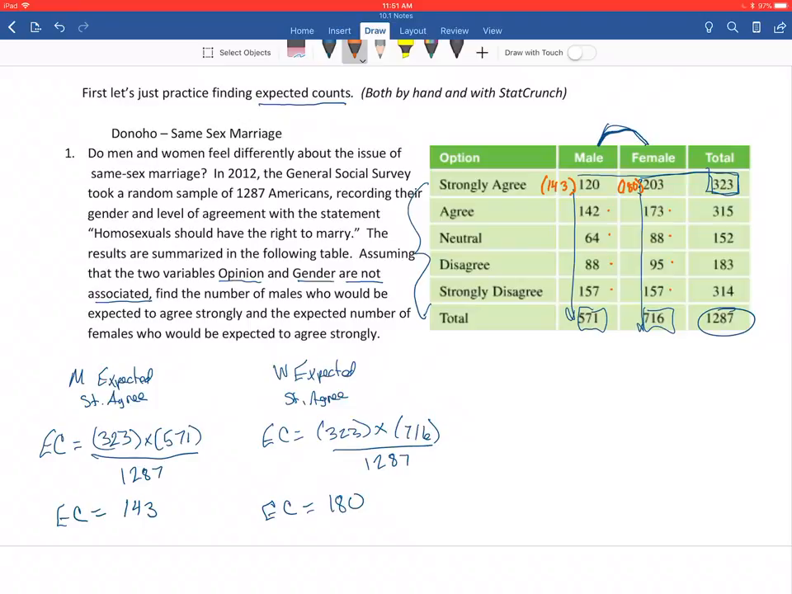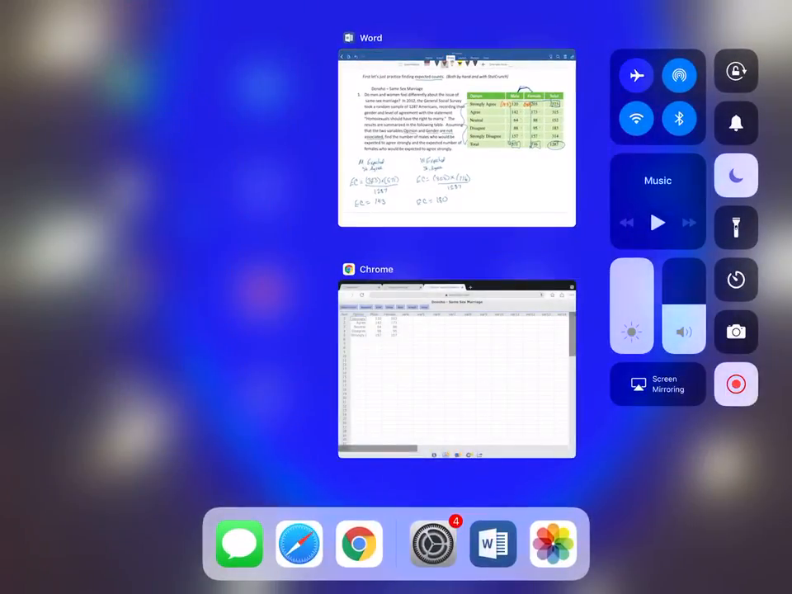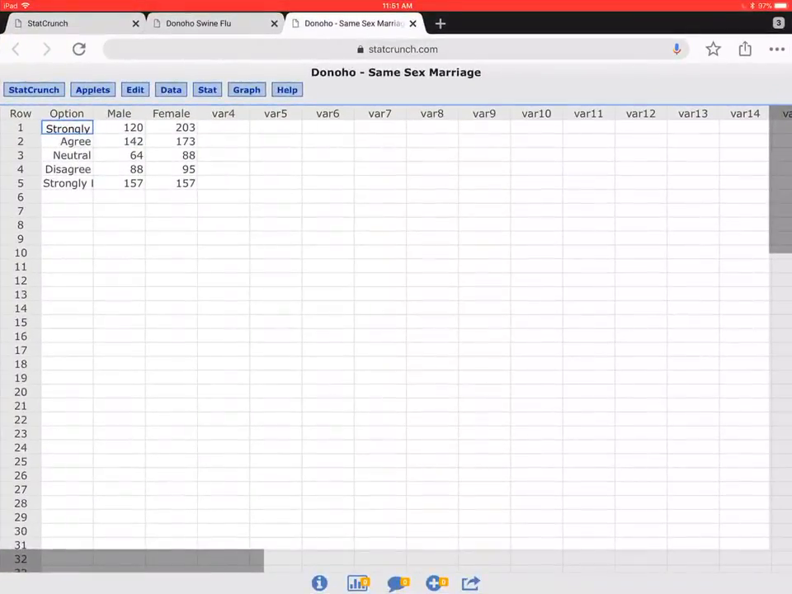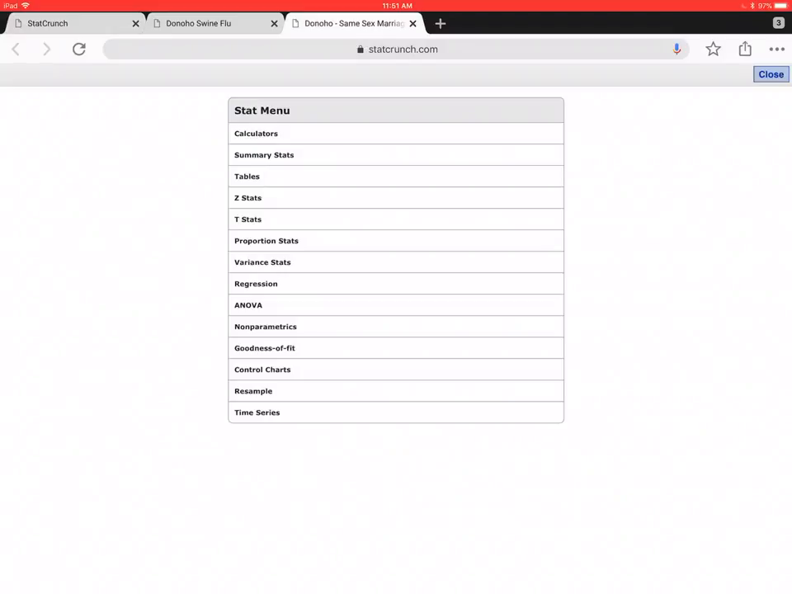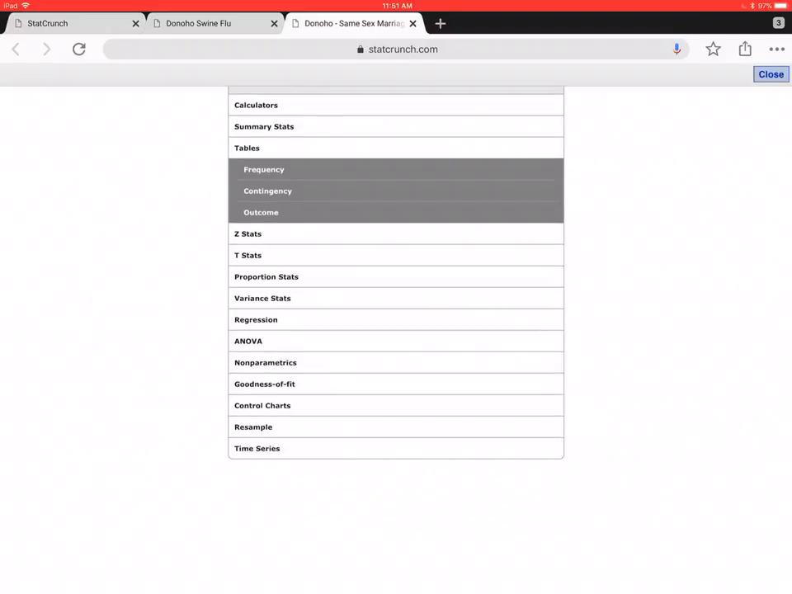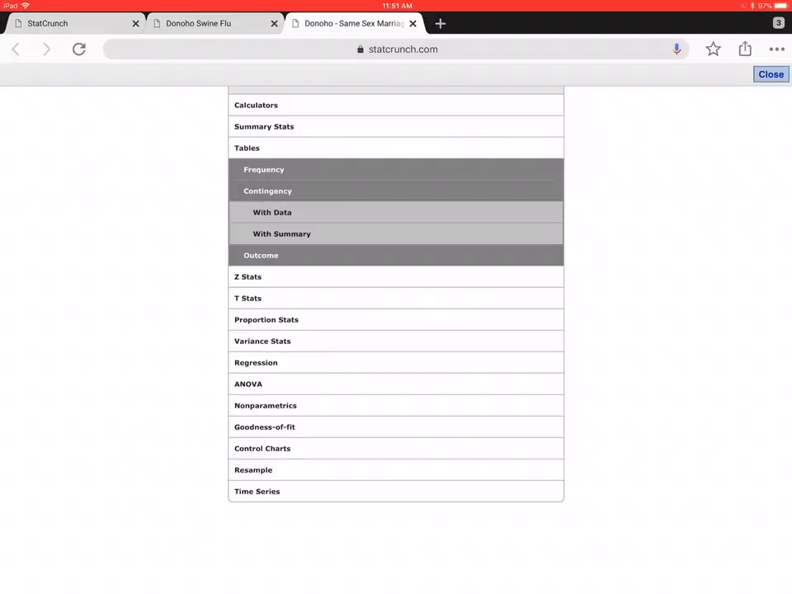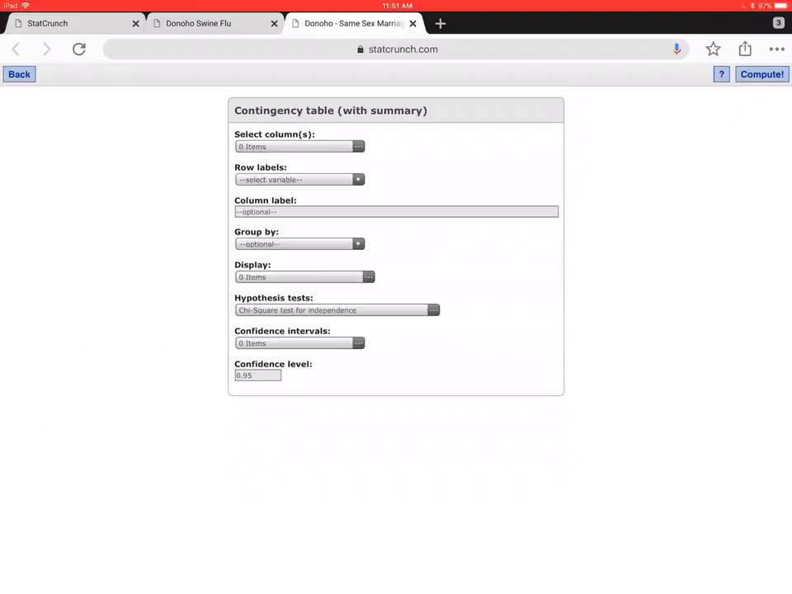So let me go ahead and show you, even though finding these expected counts is totally doable by hand, let's see how quick it is to do it in StatCrunch. So if you load up that data in StatCrunch, you can simply go to Stat, Tables, Contingency. This is why it's important to know that these two-way tables are called Contingency Tables. We do have a summary because we don't have each individual person's answer. We have that data summarized to us.